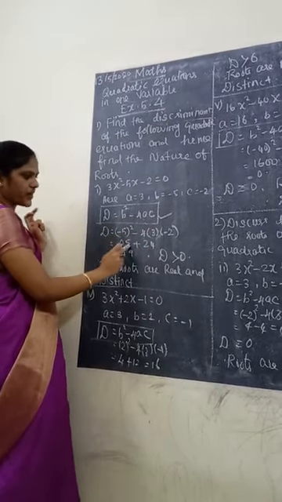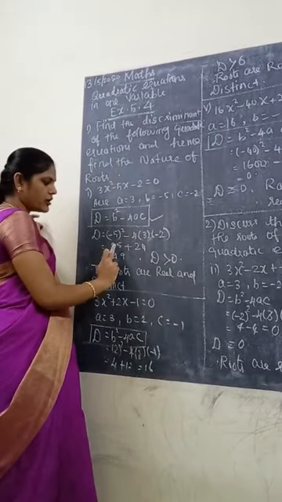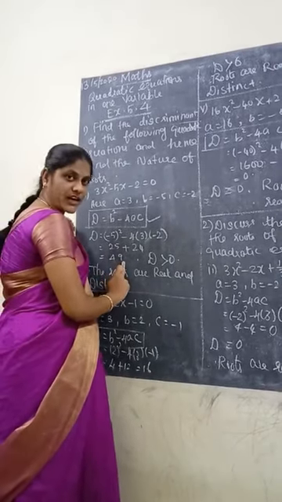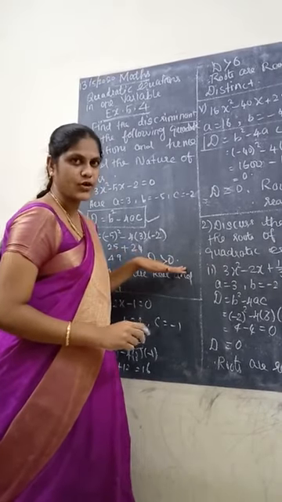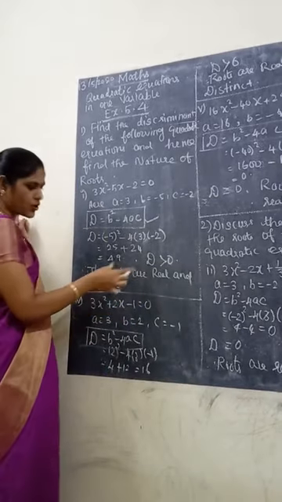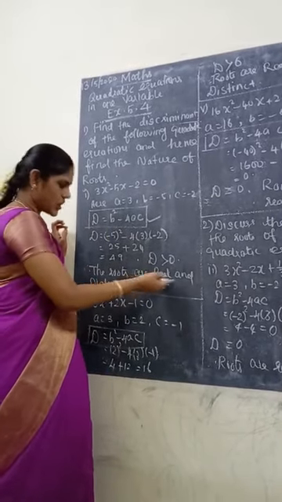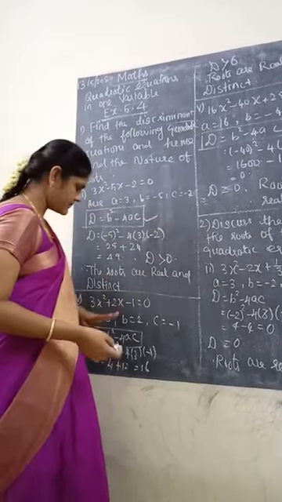You will get 5 square, 25. Minus into minus is plus. If you multiply 24, so 25 plus 24 is 49. So the discriminant is greater than 0. The b square minus 4ac value is greater than 0. Now what is the condition? The roots are real and distinct. Already in the previous video I gave you the 4 conditions.